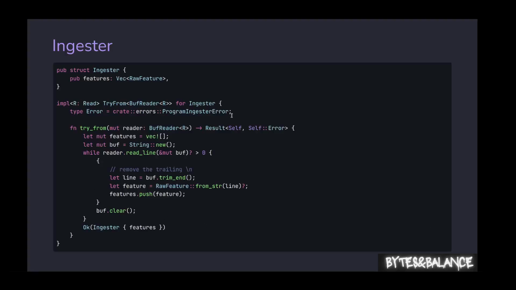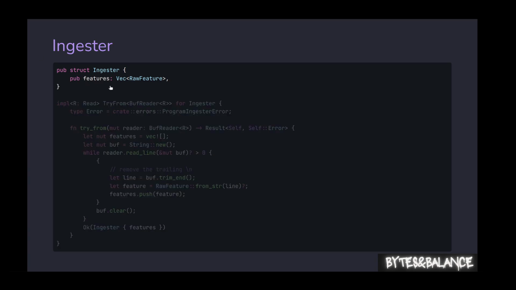So the input crate in our repository is responsible for defining the input structs and implementing the required traits for reading and parsing the input data. The crate contains two main structs, Ingester and RawFeature. Now we're only looking at the Ingester, this one. And the Ingester struct has a single public field, features, which is a vector of raw features.